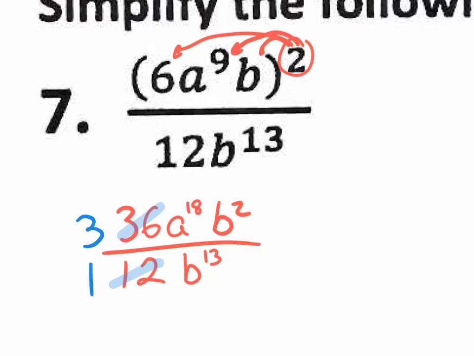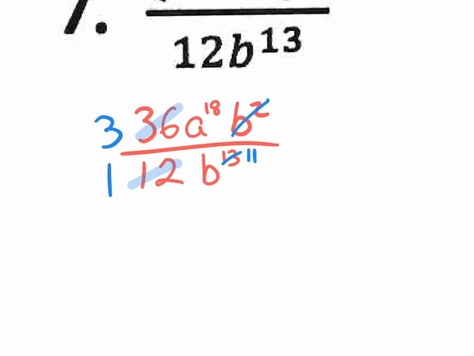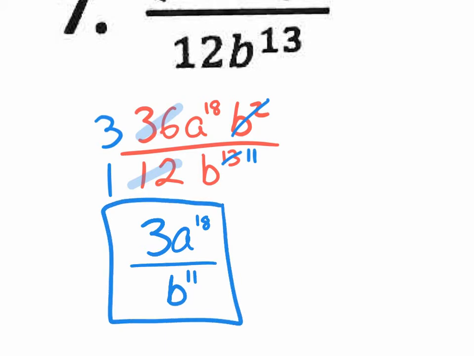And then you have A's up on top, but no A's on the bottom. But you do have B's on top and B's on the bottom. So you could cancel 2 of those B's up on top with 2 of these, which means you'd still have 11 down on the bottom. So my final answer to this question, number 7, would be 3 up on top, a to the 18th up on top, over 1 b to the 11th. So I'm just going to write b to the 11th. I'm not going to bother writing the 1 out in front. And that's the answer for this problem right here, number 7.